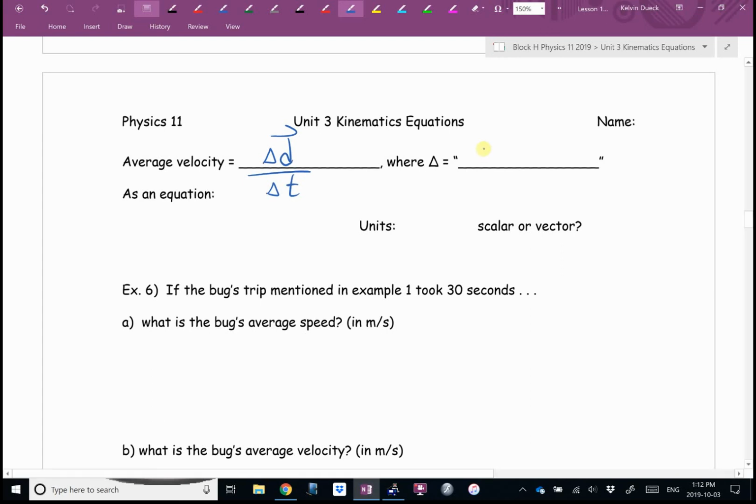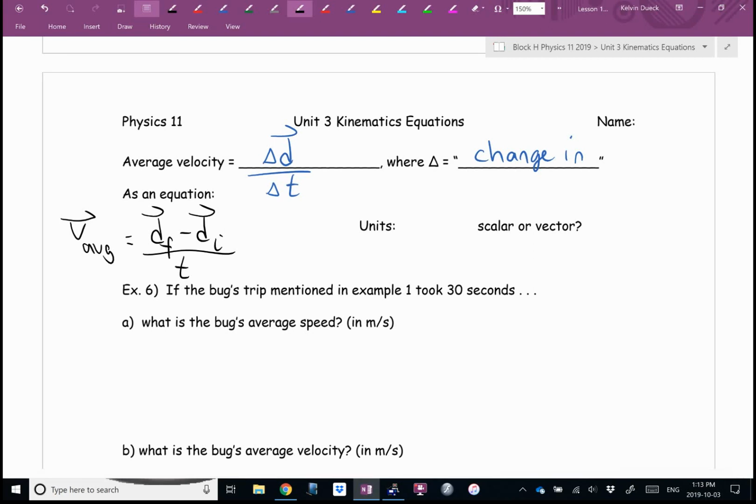Where delta is going to be change in, and Owen, what's change in anything? Final. So if I want to find average velocity, that's going to be the final displacement minus the initial displacement. If we're starting from 0, it's just going to be the final displacement. Technically over time final minus time initial, but time is always a change.